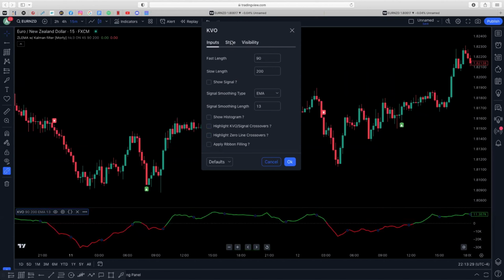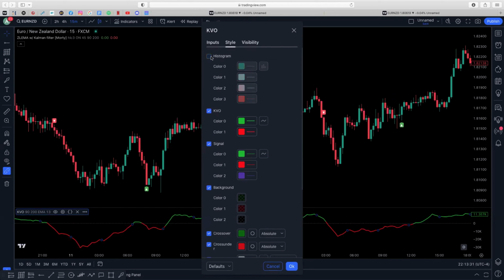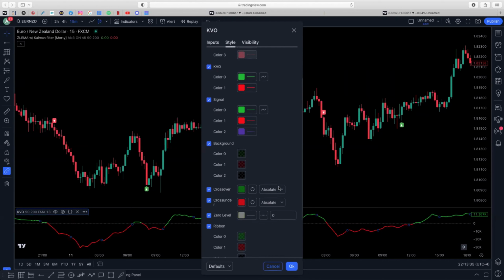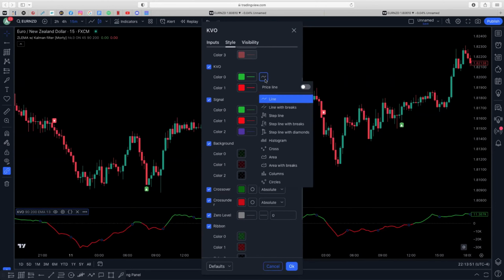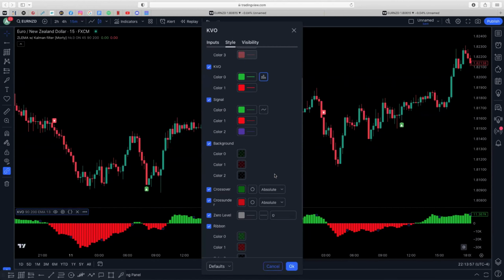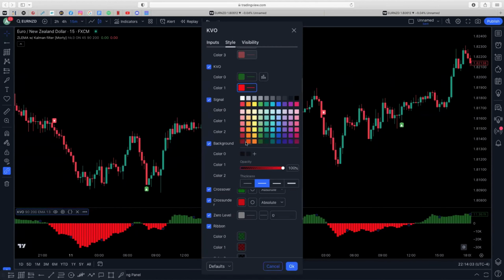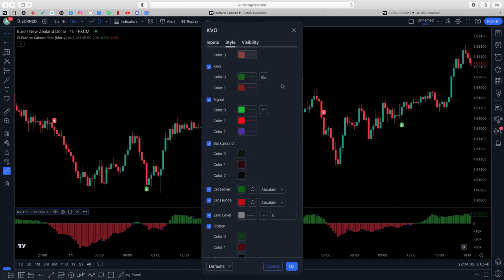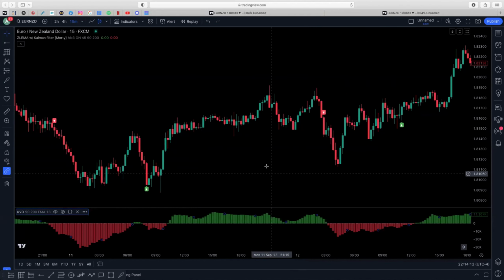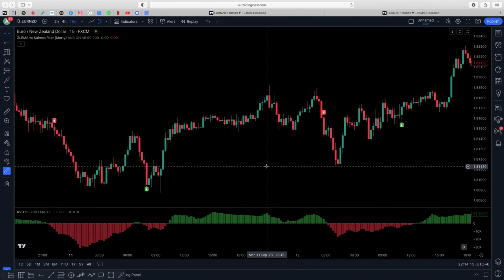Now go over to style, turn this off. Then you change the KVO to columns like this. Then you can make this green dimmer. I would rather prefer the green dimmer, and the red, I'll give it a dimmer red. I like it like that. Then you can go ahead and click on OK. So our indicator is ready to be used.